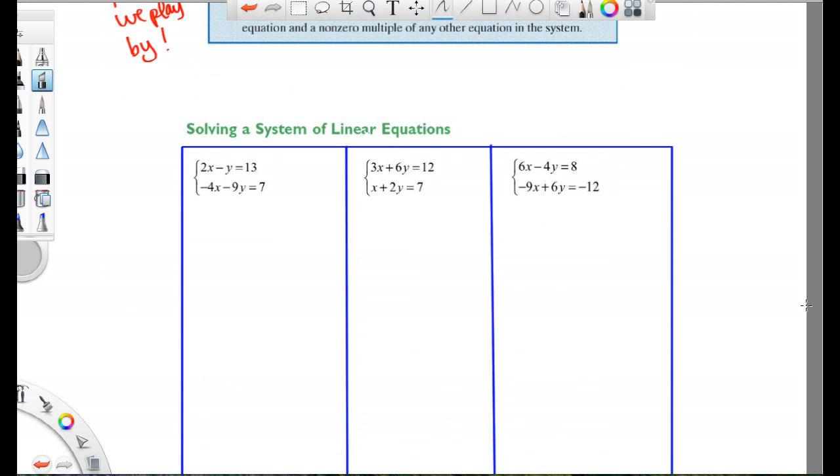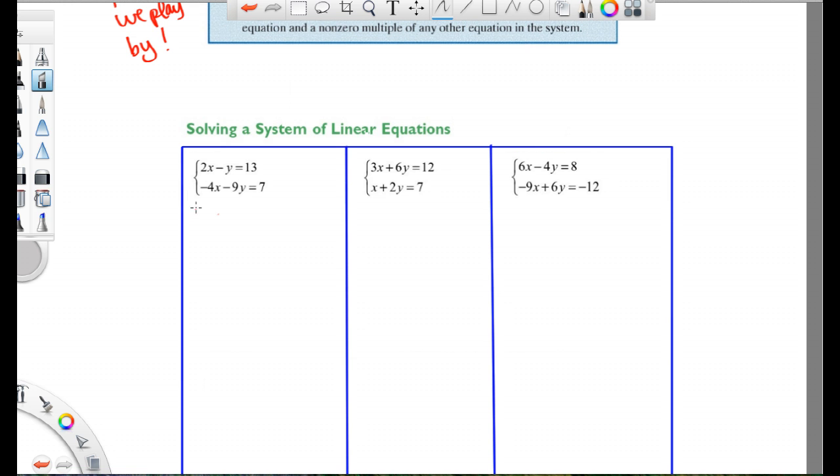Okay. And then on your sheet you have something about Khan Academy, because I'm going to go through this a little bit fast. So in Khan Academy you get a little bit more help if you need to. So, solving a system. For example, 2x minus y equals 13, negative 4x minus 9y equals 7. So how can you solve this?